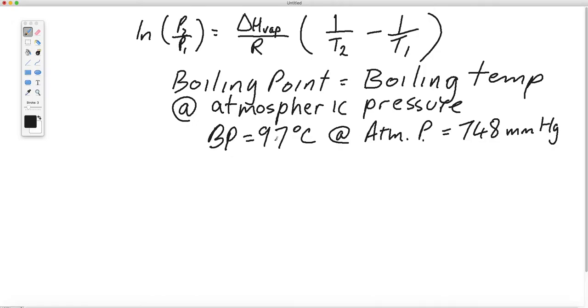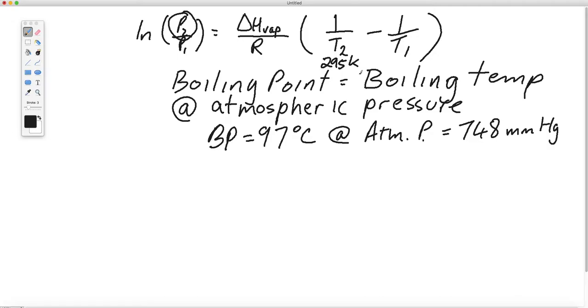Now what we're interested in here is solving for, in this case, P2. And we're looking for P2 at T2, which is 295 Kelvin. Now this is something we're told in the lab, that we want to figure out what that vapor pressure is at 295 K, which is pretty close to room temperature. We're talking about 22 degrees Celsius or so, but 295 K.